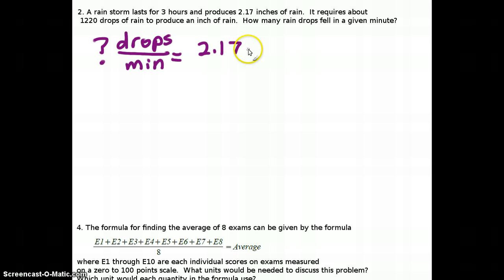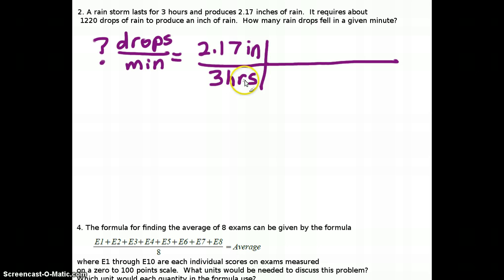So what this basically means is that we're going to end up with some kind of a quantity that's going to look like raindrops that fell within a given minute. Well, if we start with the known quantities that we have, we know that there's 2.17 inches of rain, and we know that that happened in a certain amount of time, which was hours. Knowing that we need to end up with minutes in the bottom unit, the first thing I'm going to focus on is getting these hours to change into minutes.